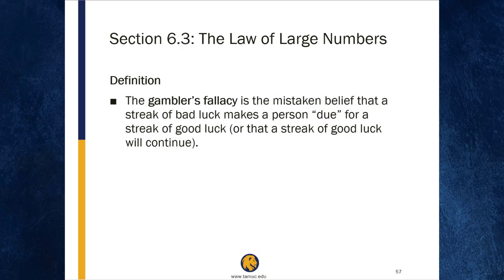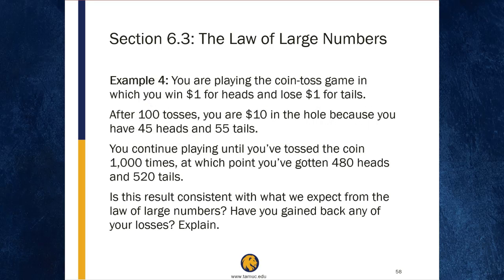Now, something else that goes along with probability is the gambler's fallacy. The gambler's fallacy is the mistaken belief that a streak of bad luck makes a person due for a streak of good luck, or that a streak of good luck will continue. So here's a scenario where we have to be careful of the gambler's fallacy. You are playing the coin toss game in which you win $1 for heads and lose $1 for tails. After 100 tosses, you are $10 in the hole because you have 45 heads and 55 tails. You continue playing until you've tossed the coin 1,000 times, at which point there have been 480 heads and 520 tails.